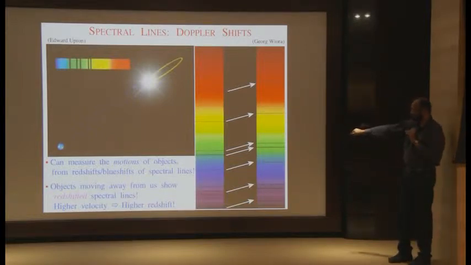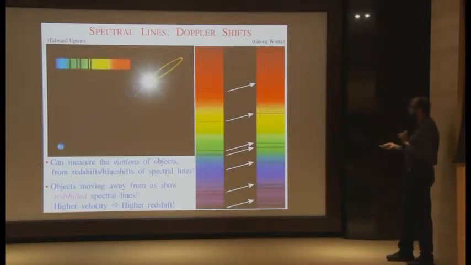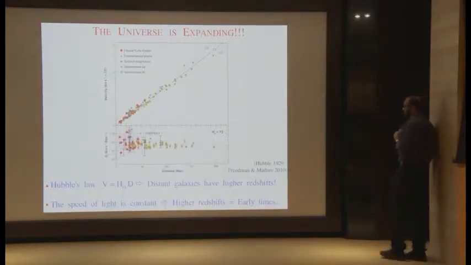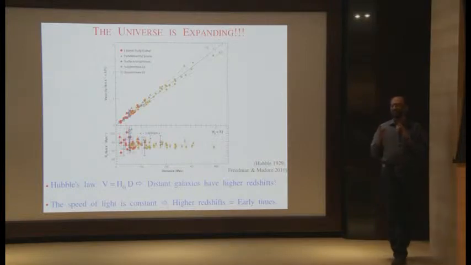So the objects moving away from us show redshifted spectral lines, and the higher the shift, the higher the velocity. And what is beautiful is that about 90 years ago, Edwin Hubble, in 1929, found that when he measured spectral lines of a large number of galaxies, they were all moving away from us.